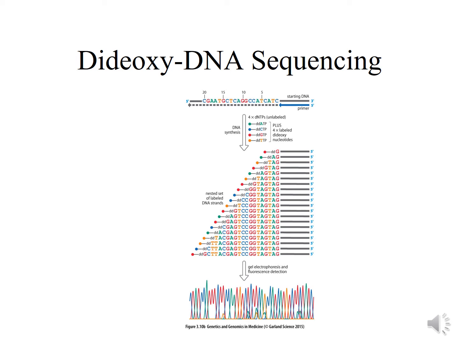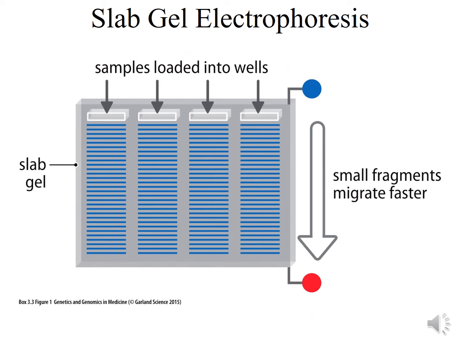A series of nested fragments that differ incrementally by one nucleotide from their common 5' end are then fractionated according to size by gel electrophoresis. The fluorescent signals are then recorded and interpreted to produce a linear base pair sequence, such as the example given in this slide. This slide depicts the process of slab gel electrophoresis. We will discuss slab gel electrophoresis in the context of dideoxy DNA sequencing.